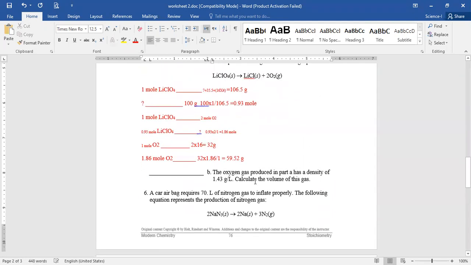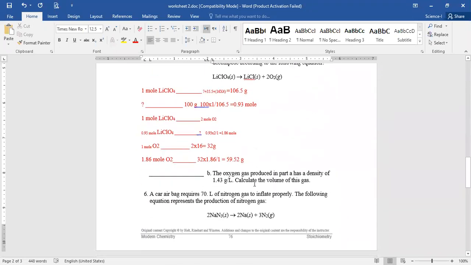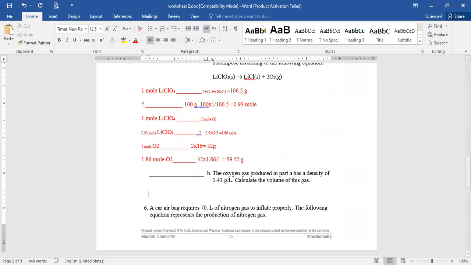So here that's letter A. So let's pass to letter B. Letter B: the oxygen gas produced in part A has a density of 1.43 gram per liter. Calculate the volume. So this is an extra part.